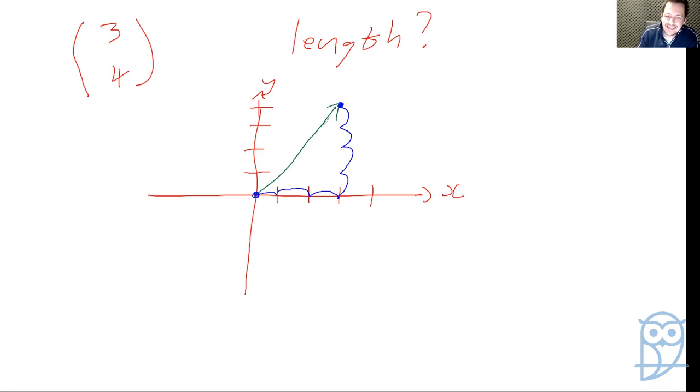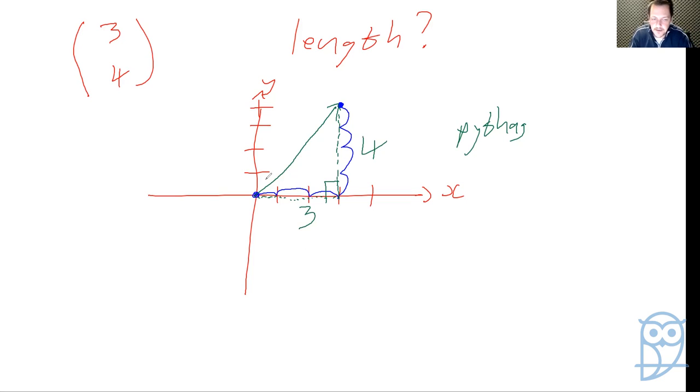Now I need to calculate the length of this vector. And how do I do that? Well, hopefully we can notice that there is our old friend, the right angle triangle. So we can most definitely use Pythagoras, or the Pythagorean theorem, if you want to be fancy, to calculate this. Because we know this length is 3. We know this length is 4.